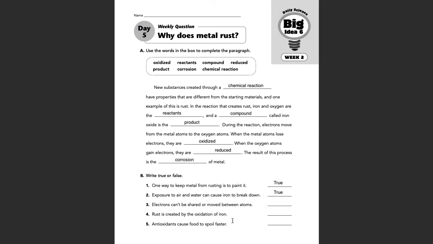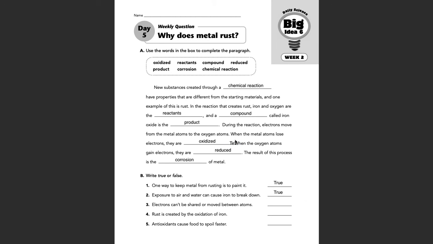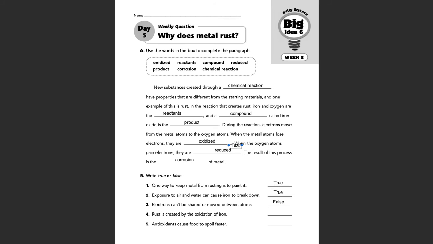Electrons can't be shared or moved between atoms. We know that's false because it talks about when the metal atoms lose electrons, they are oxidized. When the oxygen atoms gain electrons, so they can be shared. So that is false. Rust is created by the oxidization of iron. We should know that that is true.